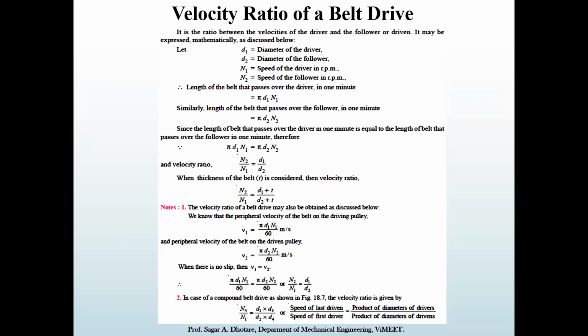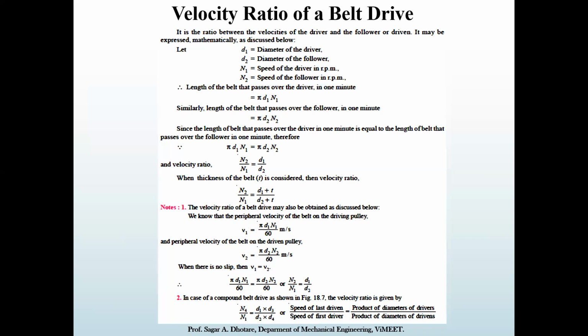If the thickness is to be considered, it is N2 by N1 is equal to (D1 plus T) by (D2 plus T). Okay, so in this manner you can find out the velocity ratio, or you can directly calculate pi d n by 60, and compare and make the ratio, which is shown in the figure.